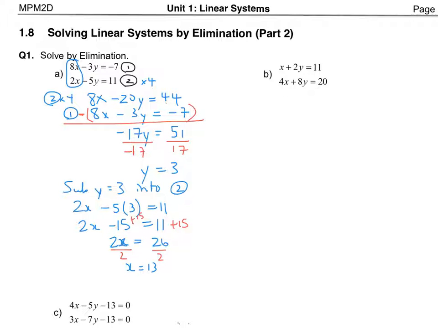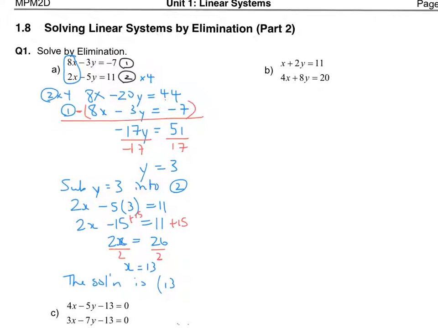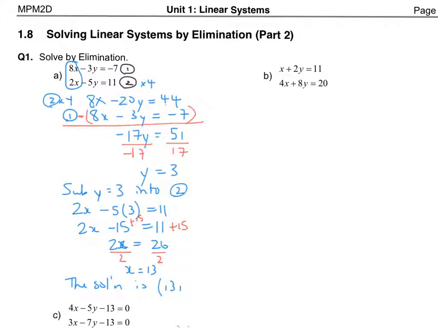So our solution is, the x was 13, it comes first in the alphabet, so it comes first in our ordered pair, 13, comma, 3. Perfect. Okay, take a look at part B and see if you can determine what we can do to eliminate one of the variables.